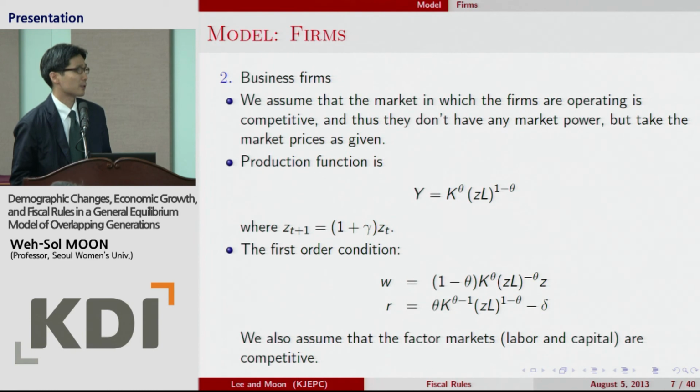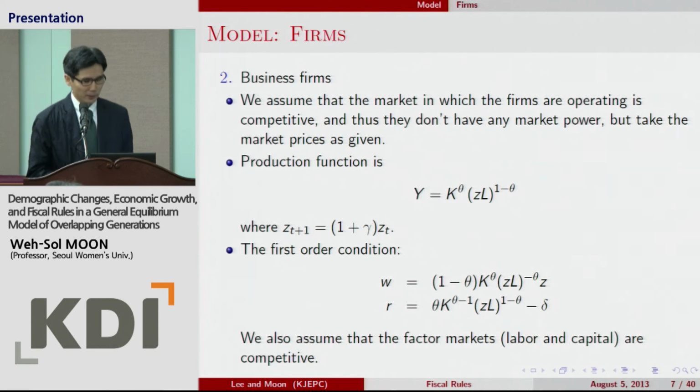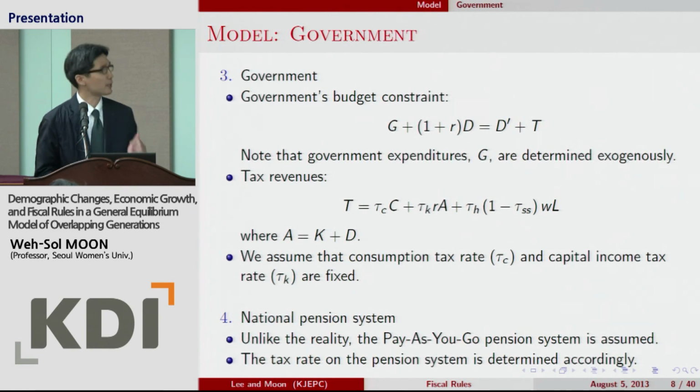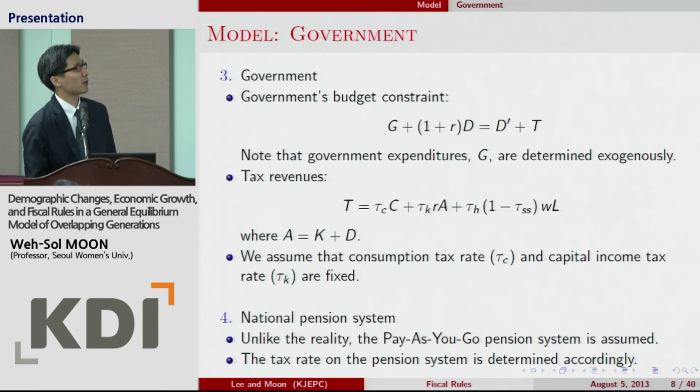For business firms, I just assume a Cobb-Douglas production function. This is exogenous growth of labor-augmenting technology. These are the first-order conditions. Then the government budget constraint: G is government expenditures, D is government debt, R is the interest rate, and T is tax revenue from taxes.